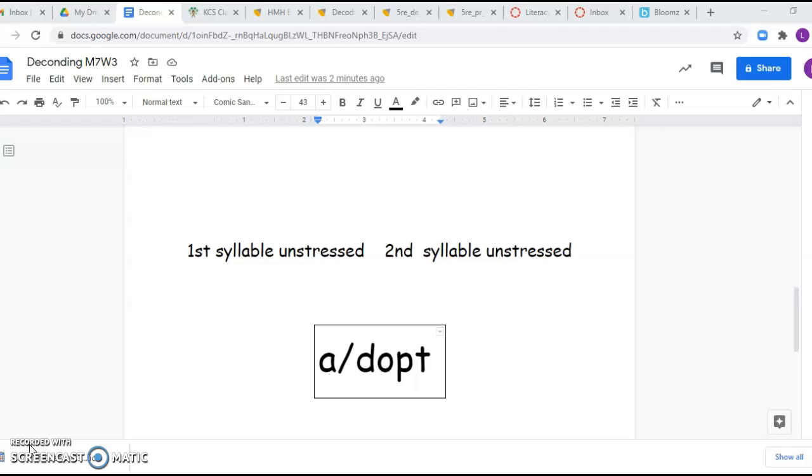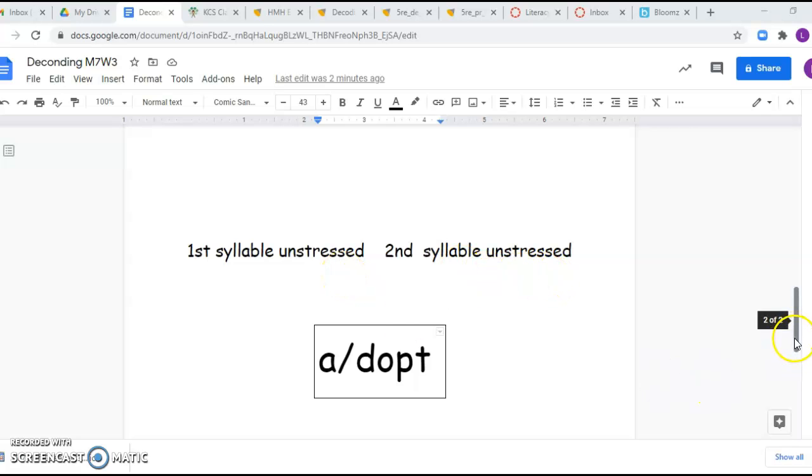So if you're reading these words and you need some help, first divide them into syllables. Sound it out as long as you can. Really stretch those sounds out. Think about which part of the word has the most emphasis or the less emphasis, and then also think about that schwa sound, because the schwa sound will always be unstressed. So today, when you're looking at your spelling words, I want you to sort them if they're the first syllable that's unstressed with the schwa sound or the second syllable unstressed with the schwa sound.